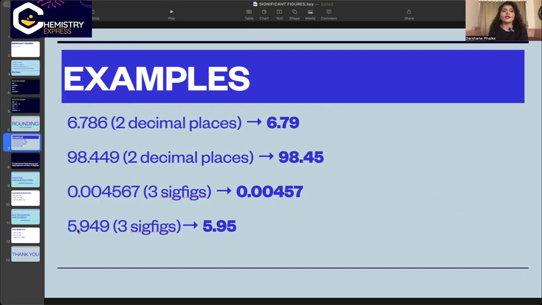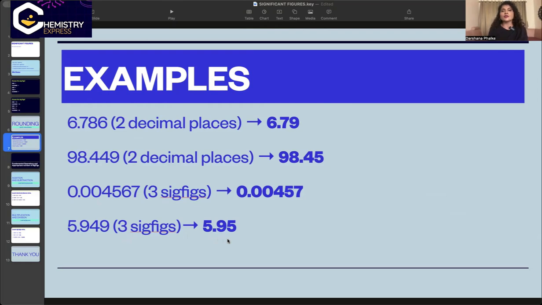Now 5.949. 5.949 till 3 significant figures again. The last 9 has to go. So this 9 is more than 5. So I'll add 1 to the previous digit. So then the final answer after rounding off is 5.95. So this was about rounding off.